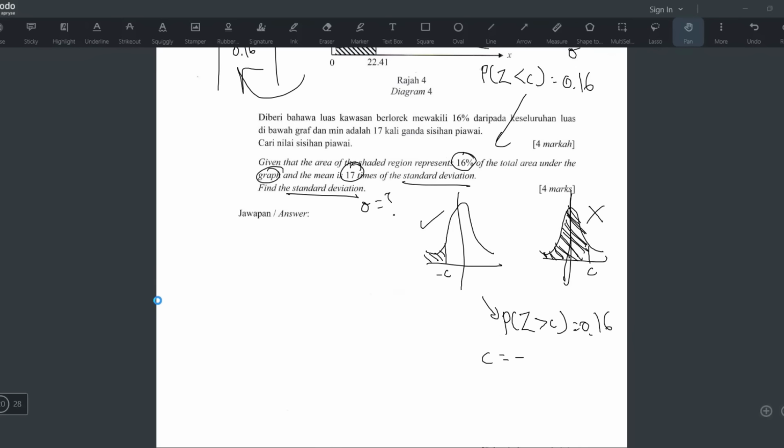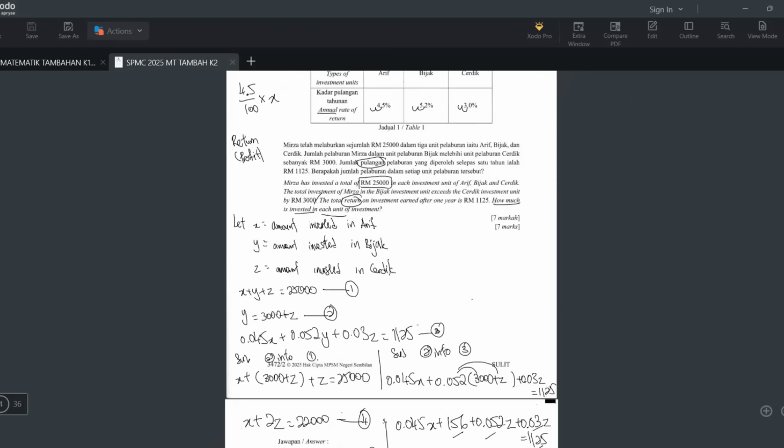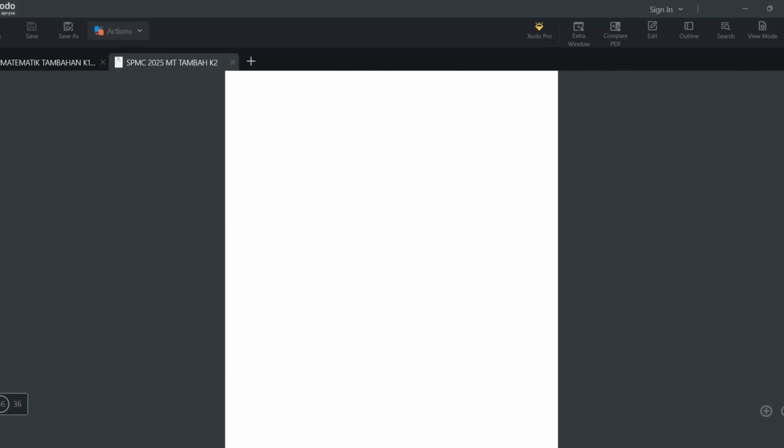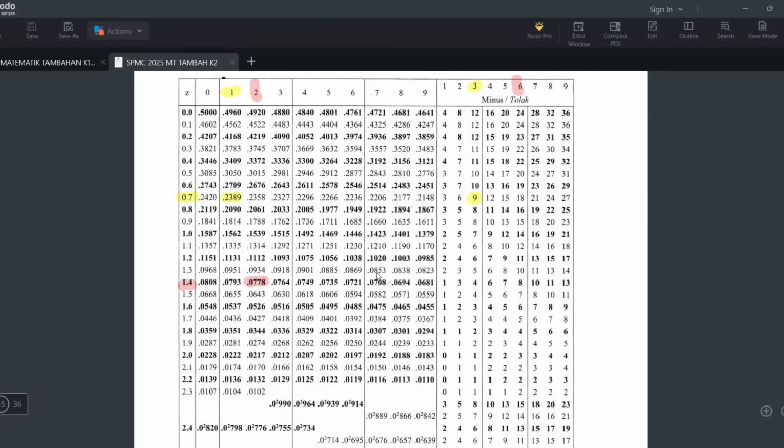Okay, what is the last state paper I did? Okay, before the MRSM, I did the Negeri Sembilan. So maybe the Negeri Sembilan paper has it. So let's see. Okay, maybe it's at the last page. Okay, there you go. Alright, this is the Z score table.